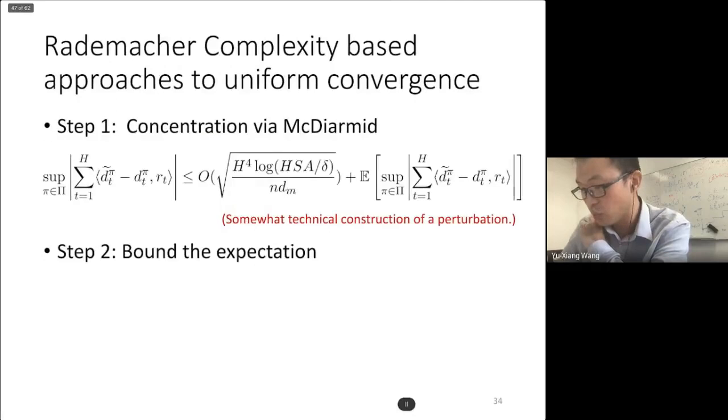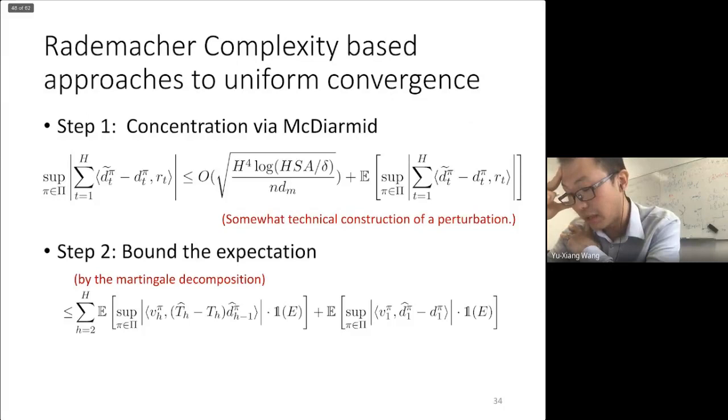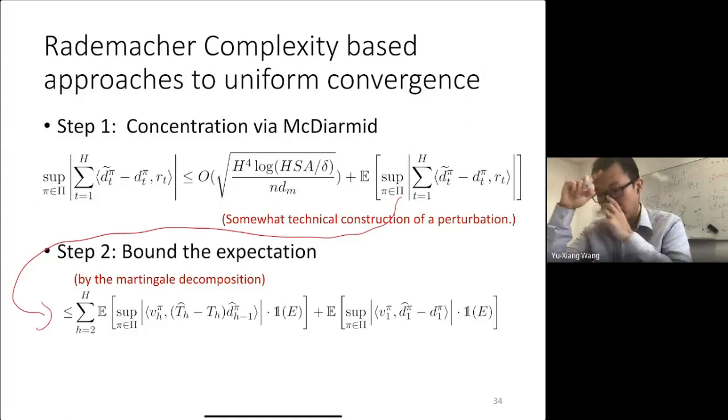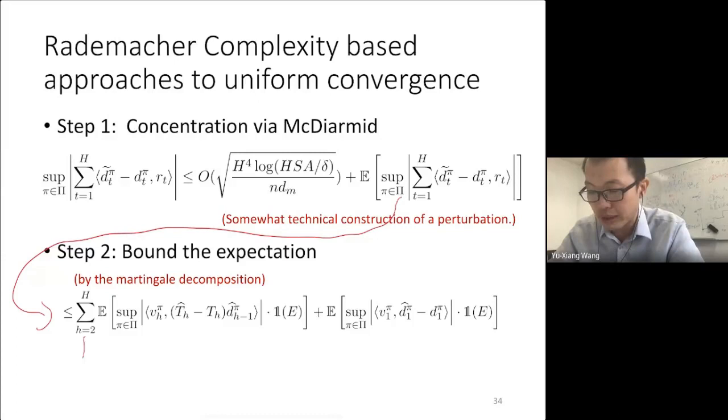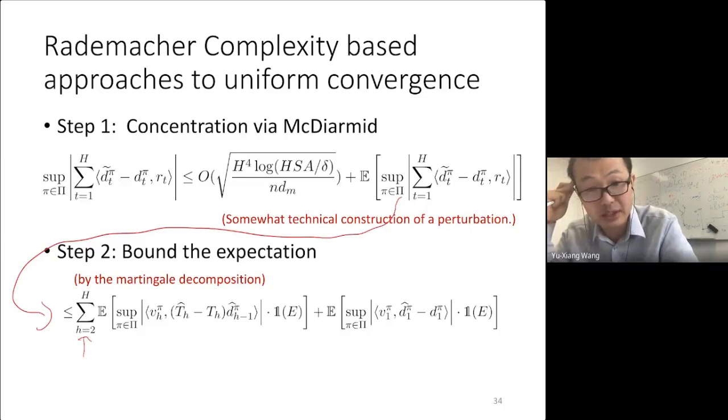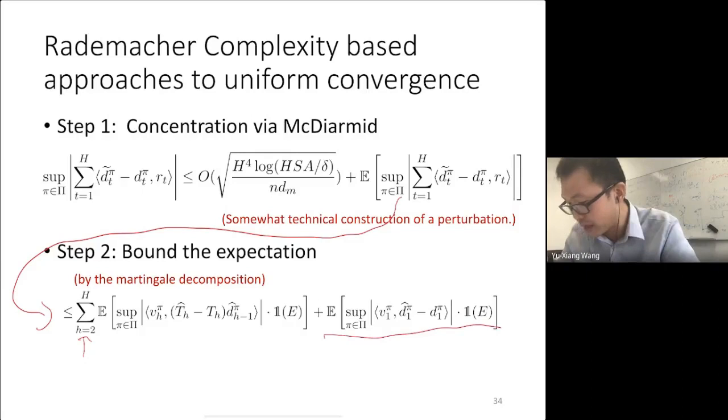To bound the expectation, we can again apply the martingale decomposition and then move the supremum inside by putting this H outside. By doing this, we are already losing a factor of H dependence in the square root. But let's not worry about that, and see how we can take care of these two terms. This term is trivial. It corresponds to only the first step, and the challenge is actually in bounding the other term.